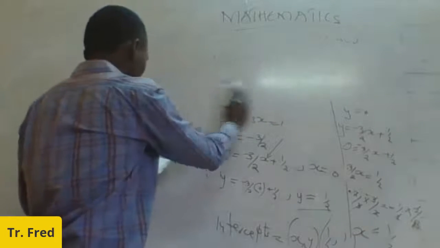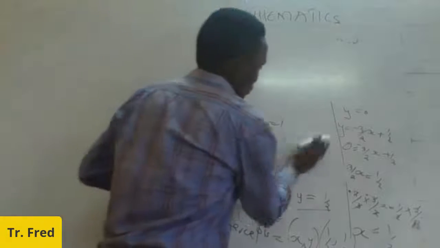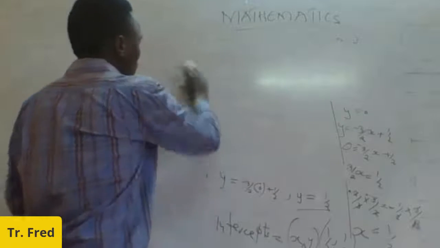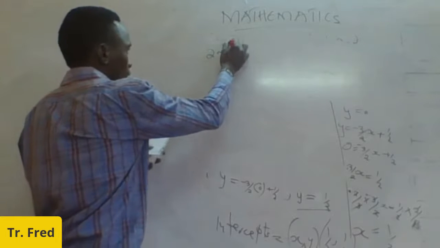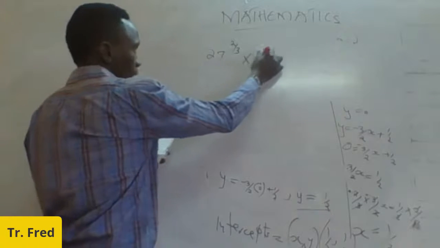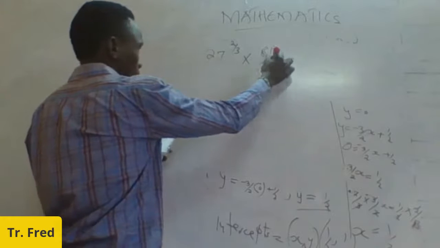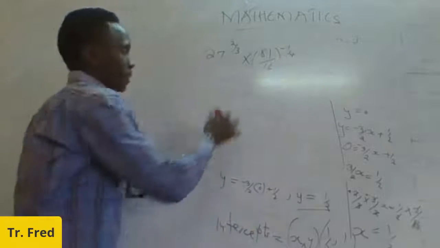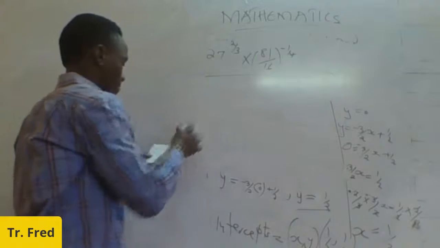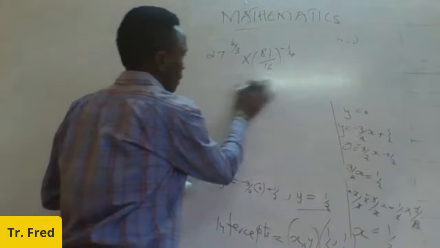And the question is asking us to compute a given sum here. The question is 27 to the power 2 thirds, multiplied by 81 over 16 to the power negative a quarter, then divided by, it's just like this.